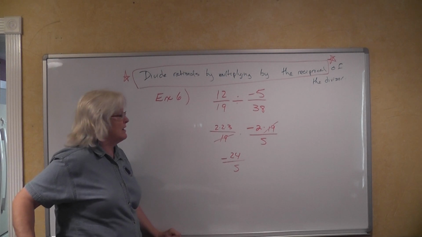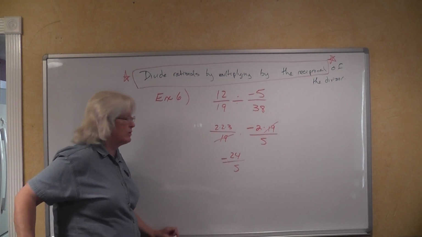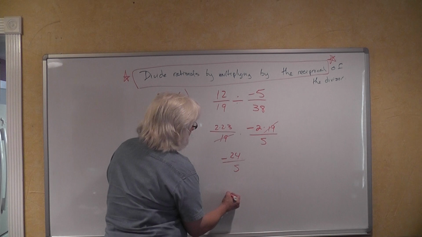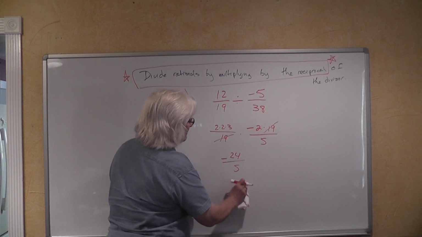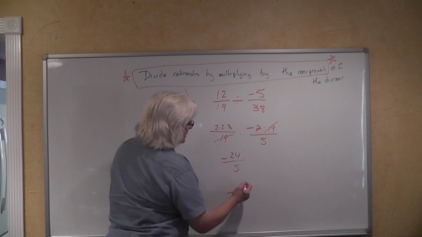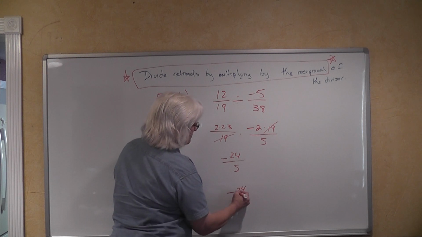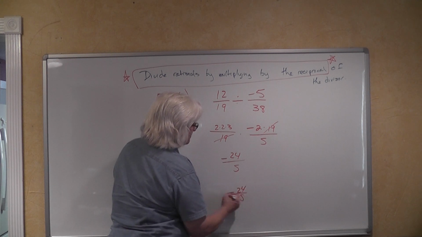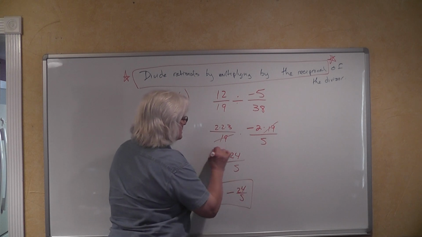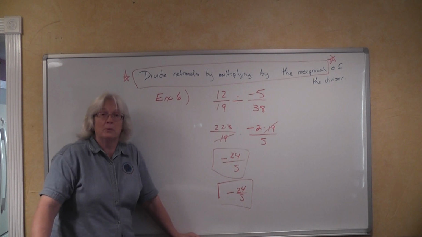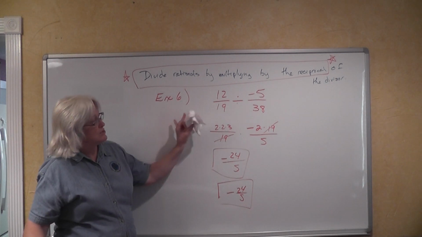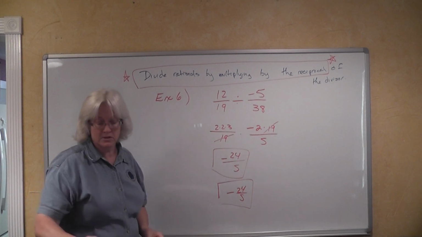It doesn't matter if you write your answer as negative 24 divided by 5, or a negative 24 fifths. Same answers. Just be really, really careful when you're multiplying and dividing rational expressions that have negative numbers.